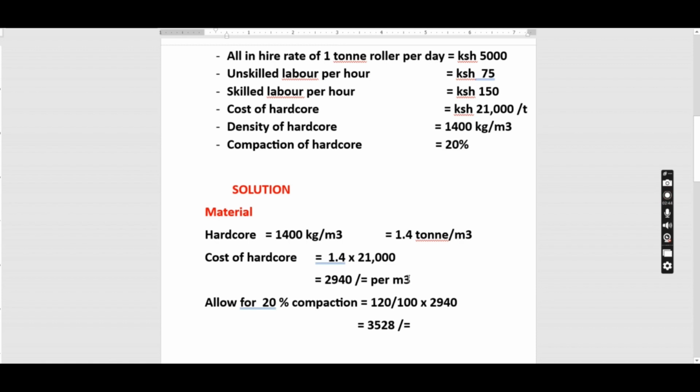But we have an allowance of 20% compaction. So we are going to allow for 20% compaction. That is going to be 120 over 100 times 2,940, giving us 3,528.